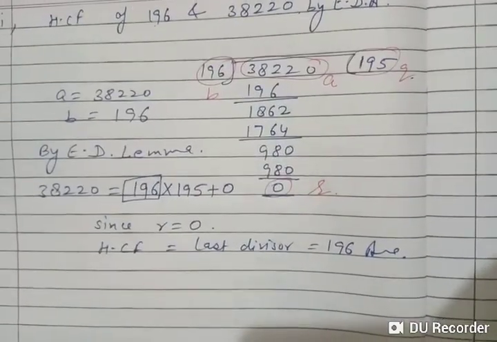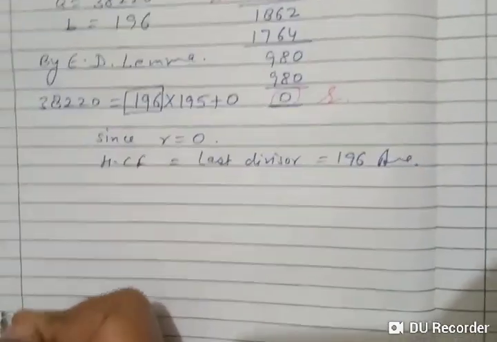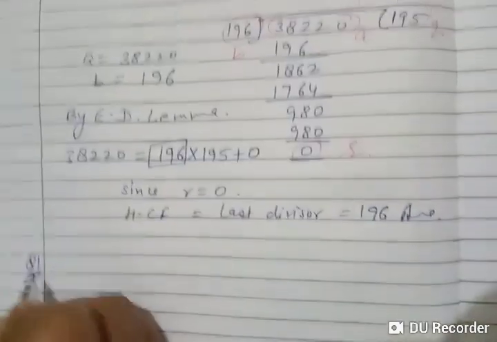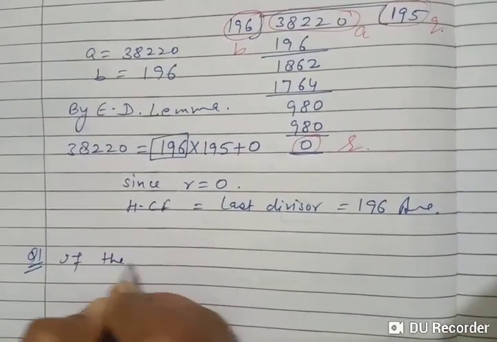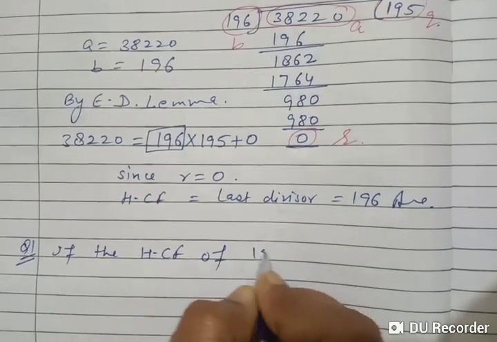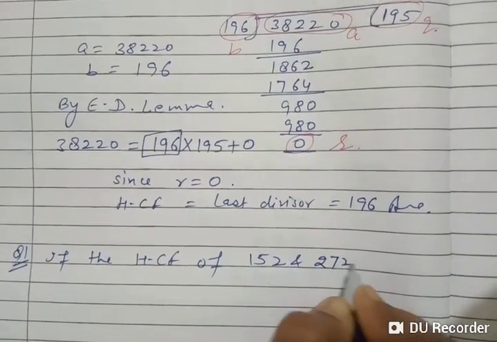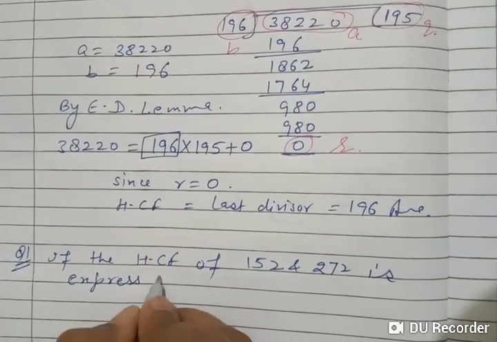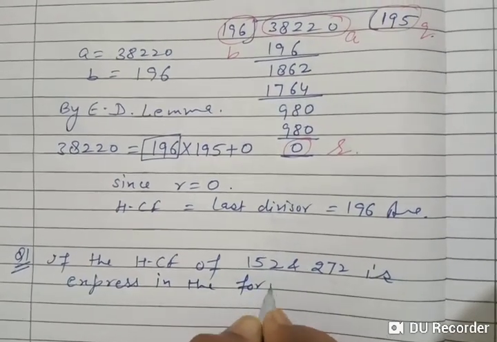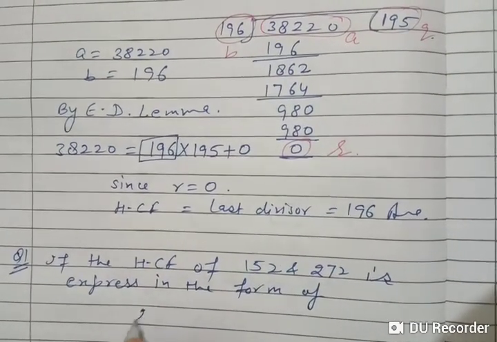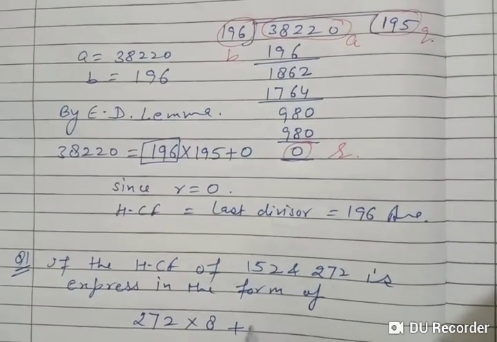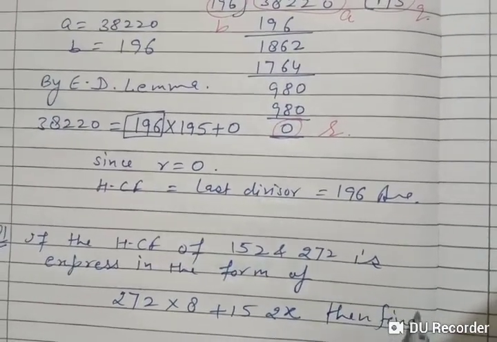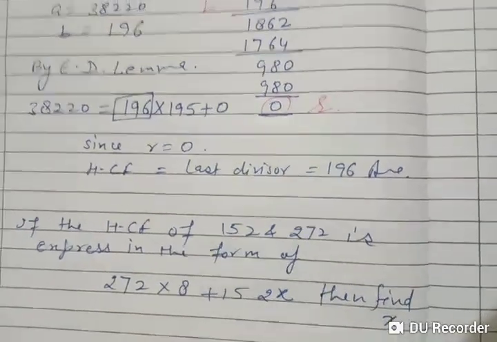Now I am taking some important questions from the examination point of view, which cover the whole concept of HCF of two numbers by Euclid division lemma. This is an extra question, not in your NCERT. If the HCF of 152 and 272 is expressed in the form of 272 into 8 plus 152x, then find x. We have to find x here.